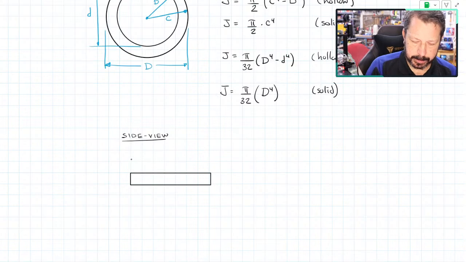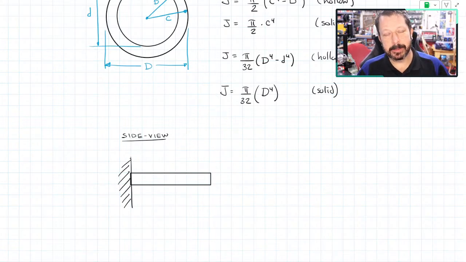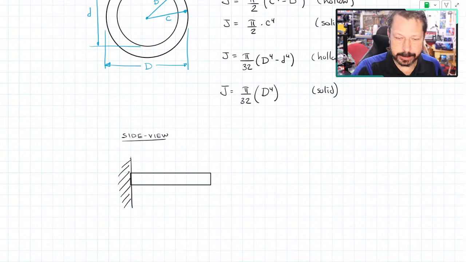And let's just, for ease of dealing with it, mount it to something that doesn't move over here. Normally, a shaft is mounted to a motor or a gear or a pulley, something making it turn or twist. Here, let's just mount it to a wall, and let's apply a torque.